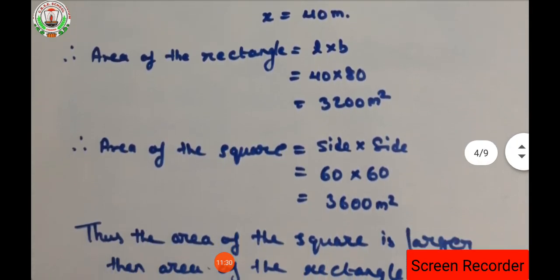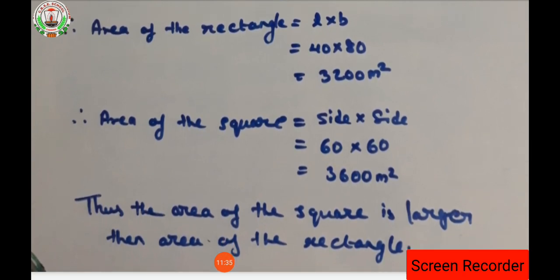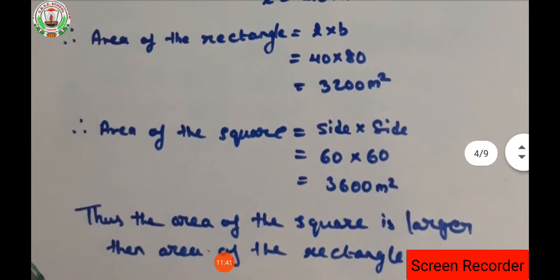Is it clear to everyone how we found the breadth? The breadth is 40 meter. Now after finding the breadth, what do we have to do? We have to find the area, because in the question it is asked whether the area of a square or a rectangle will be larger. So with the help of the perimeter and the condition that the perimeter of the square is equal to the perimeter of the rectangle, we found the breadth of the rectangle.